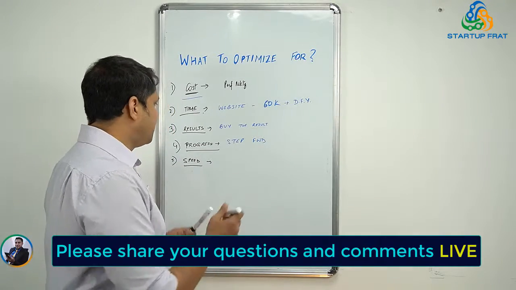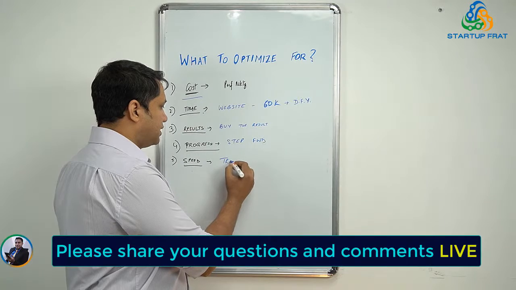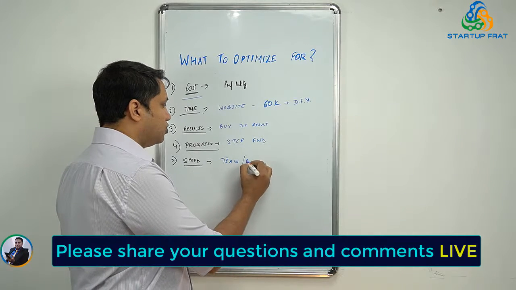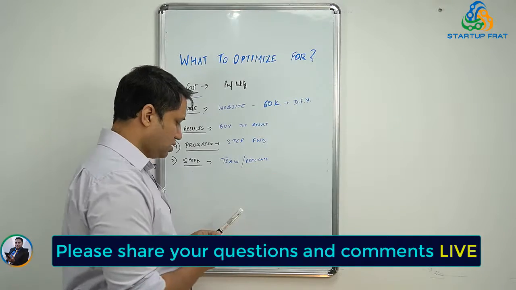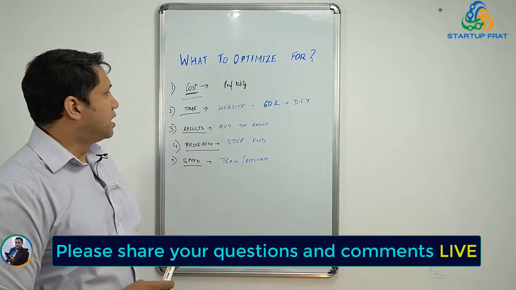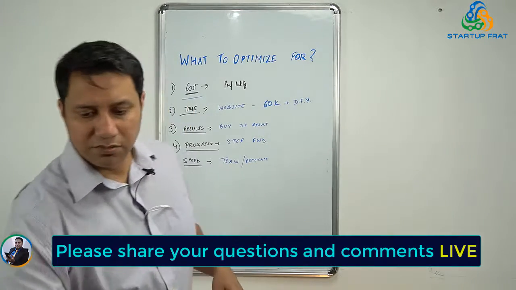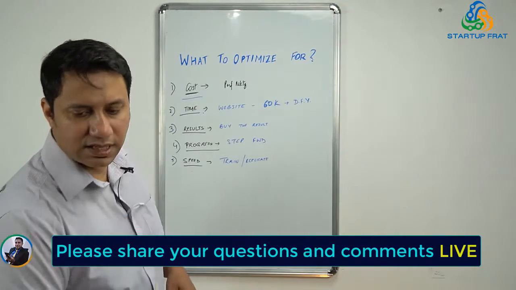So train people, train, replicate, duplicate, whatever they call it. Yeah, replicate or whatever. So those are the 5 ones. Do I have any more? Yeah, that is it.